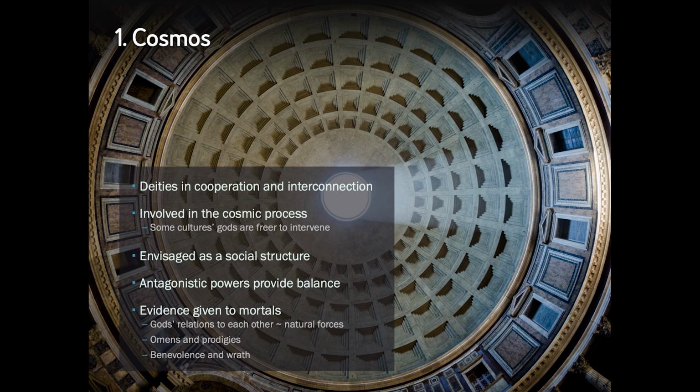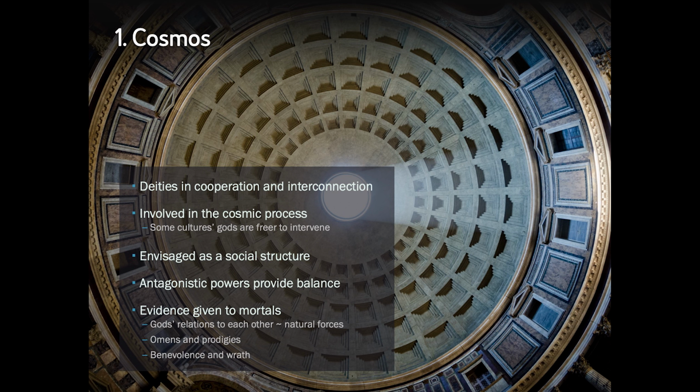So this cosmic world is the cosmic aspect of polytheism. This is the divine world that exists entirely apart from human experience. This is the part of the existence of the gods that only involves the system of the divine. It doesn't involve interaction with humans.